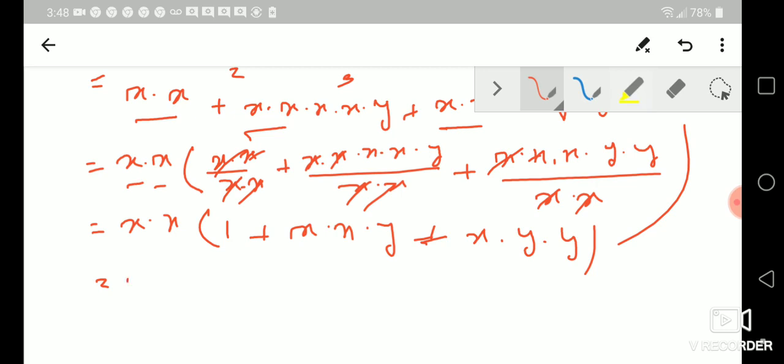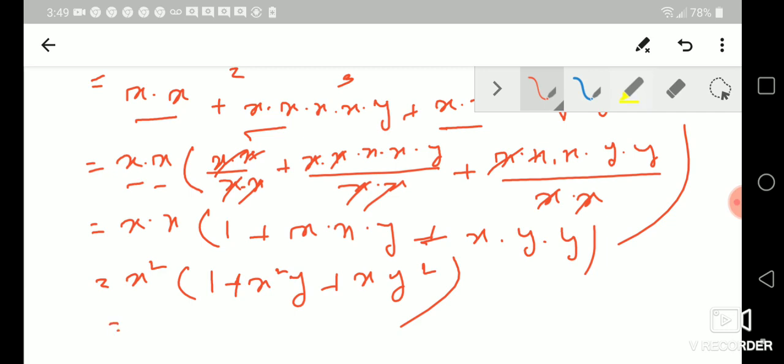So now we are left with x squared, x dot x, but we know the formula from the previous lecture, 1 plus x²y plus xy². So after we factored out the x dot x in the multiplication, and to write it into a simpler multiplication form, this is how we're going to write it. It's going to be x squared times (1 plus x²y plus xy²).